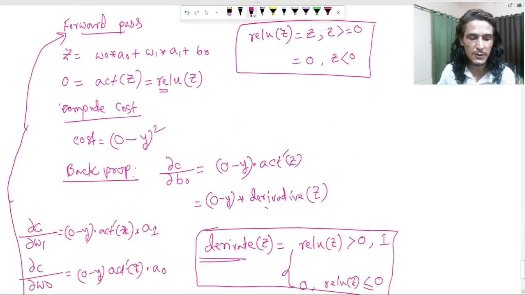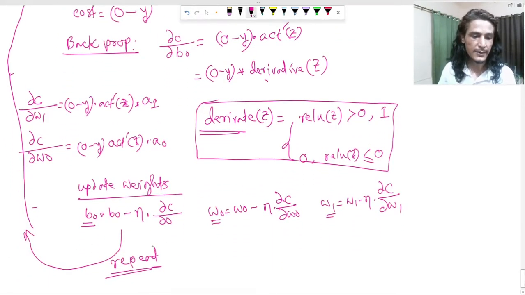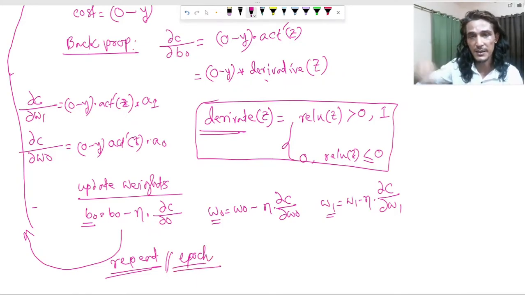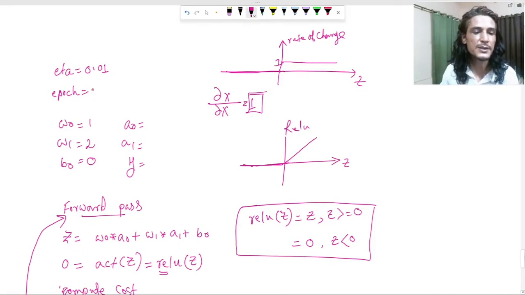It will compute the cost. It will compute the gradient of the new cost with respect to B0, W1, and W0, and then it will update the weights, and again it will repeat. And how many times do you want it to do that? For this simple example, we control that by a term called, say for example, epoch. How many times do you want to repeat that loop? That is known as epoch. So we will have some number here, say for example 10 or 20. How many times do you want to repeat the thing?